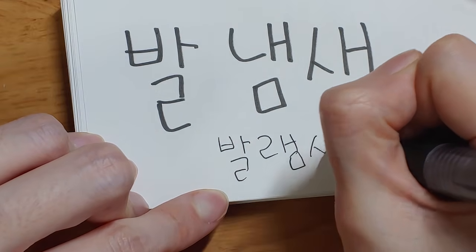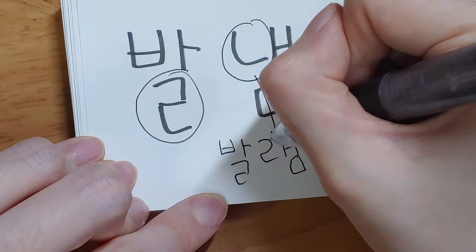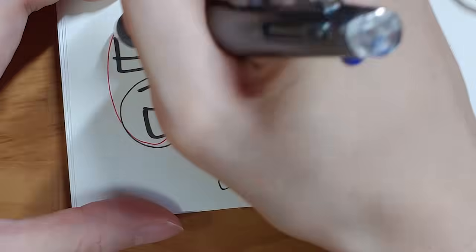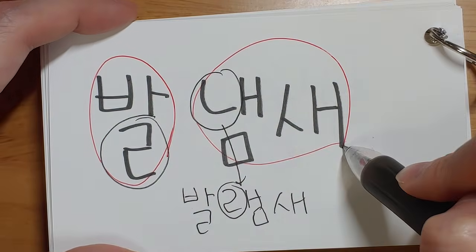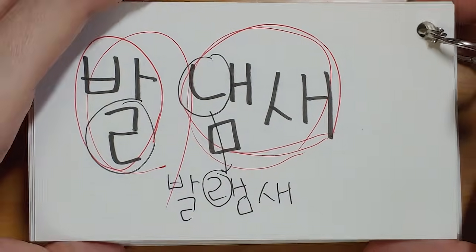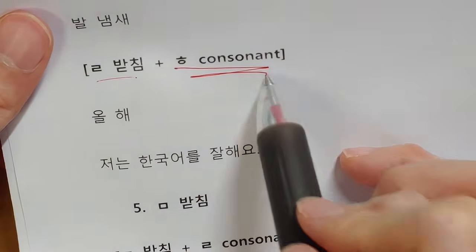발냄새, 발냄새. So again, this 느, when combined with 리을 받침, is replaced with a 리을 sound, right? 발냄새 means foot smell, the smell that comes from your foot. 발냄새. And moving on to 리을 받침 in combination with the 히읗 consonant.